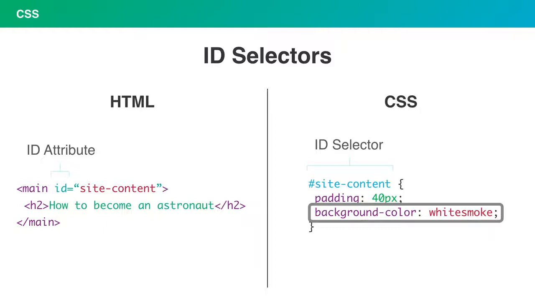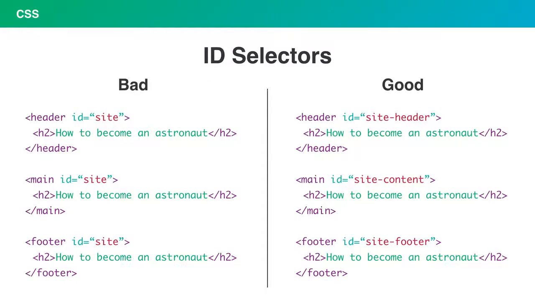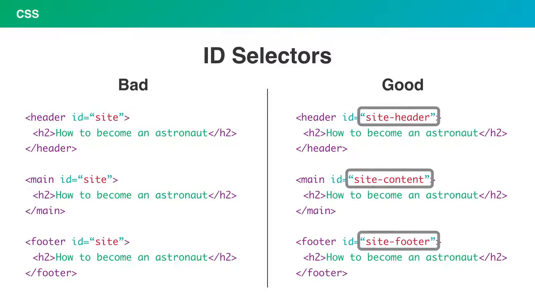While ID attributes work the same as classes, there are two key differences between them. First, instead of a period, we start our ID selector with a number symbol. And secondly, unlike classes, IDs are not reusable. You can have multiple elements that use an ID attribute, but they all have to have unique values. The example on the left shows what you can't do. You cannot reuse the same ID value site. You can, however, reuse the same attribute using different ID values, like we have here on the right.